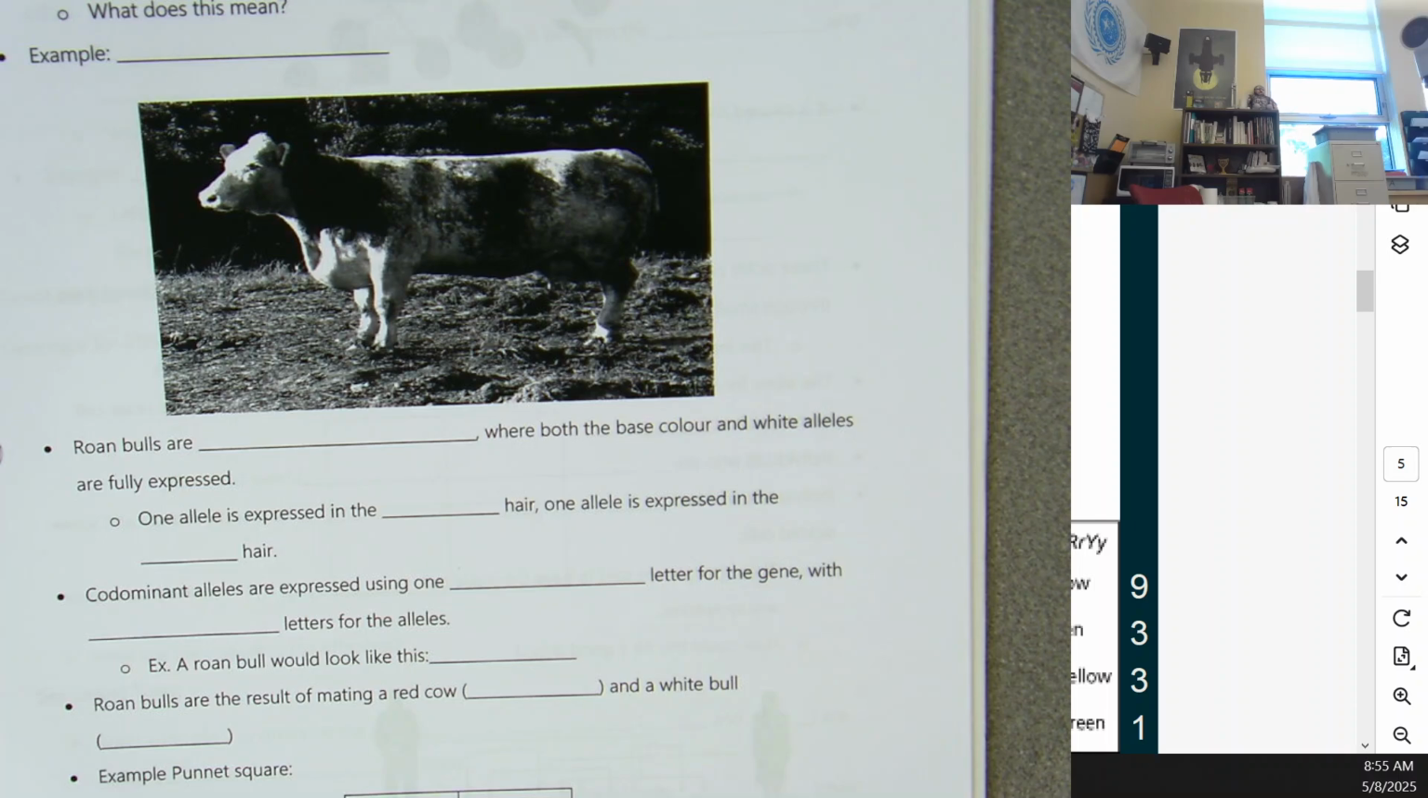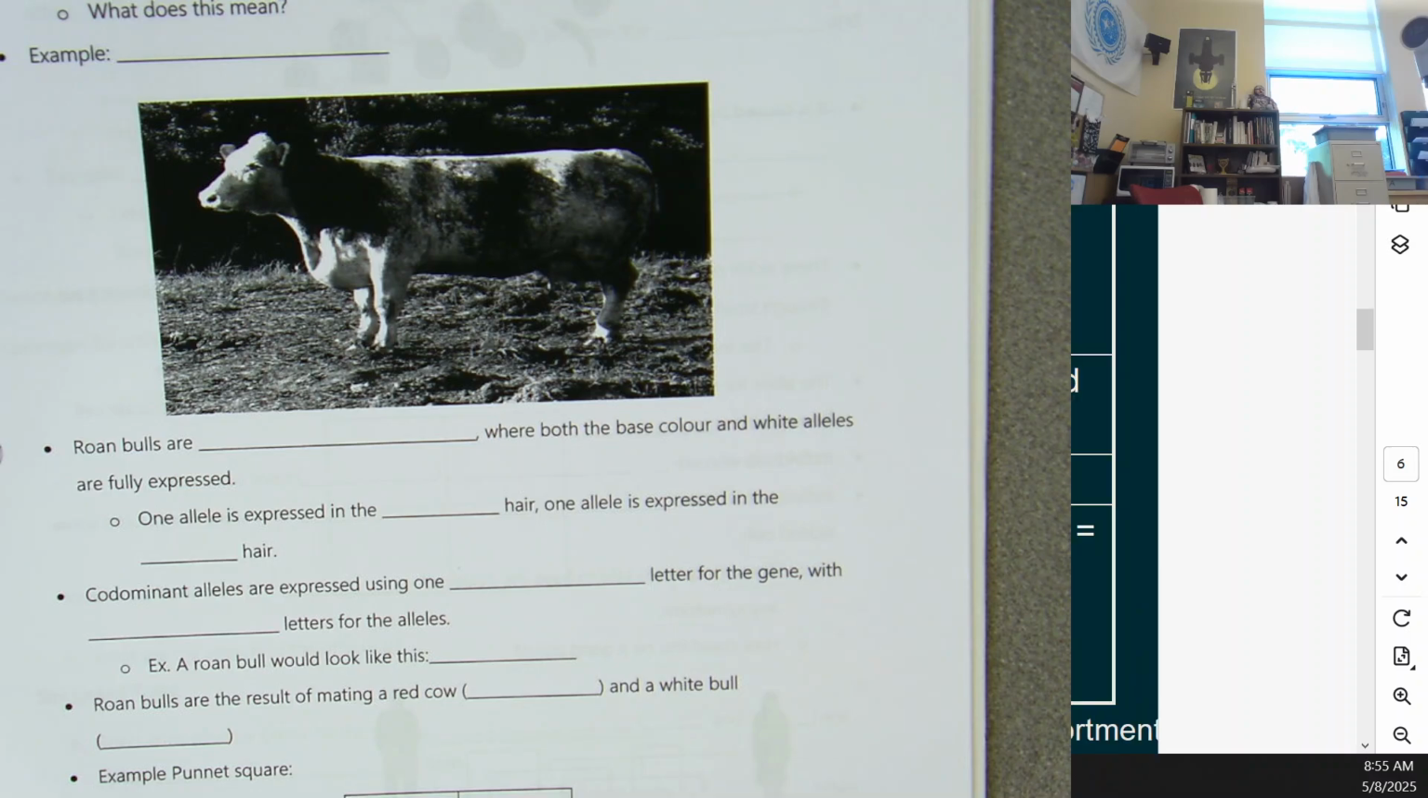You've got 4, 5, 6, 7, 8, 9. Nine of them are going to be round and yellow. Three of them are going to be round and green. Three of them are going to be yellow and wrinkly, and 1 in 16 is going to be wrinkly and green. So things get really quite interesting here.